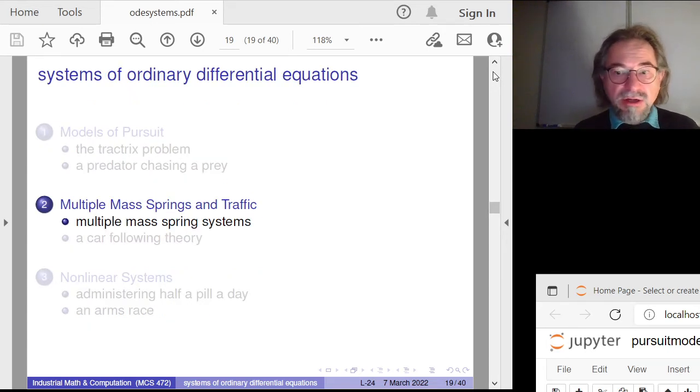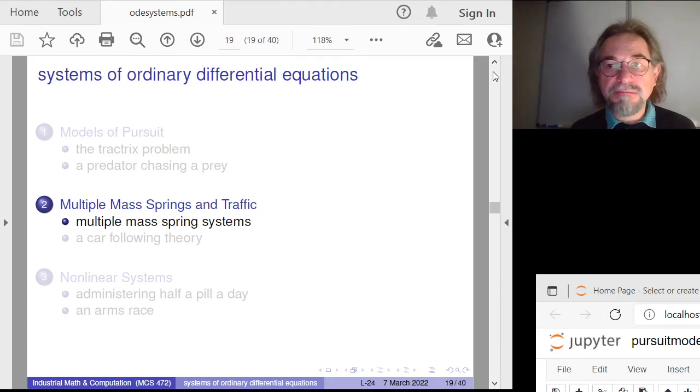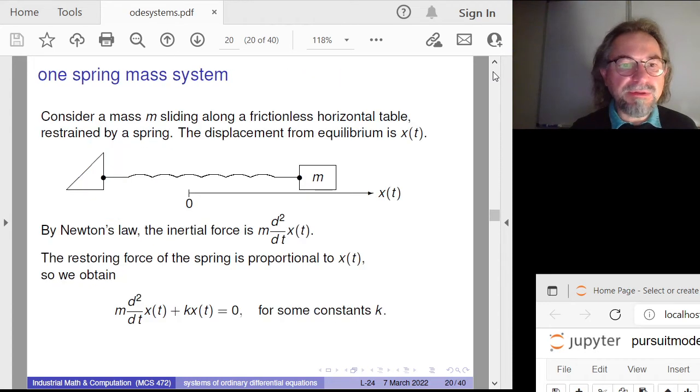Okay, so more than half an hour on the first part. So the other part of this lecture, the remaining of this lecture, is less computational. So let's look at the multiple spring mass system.